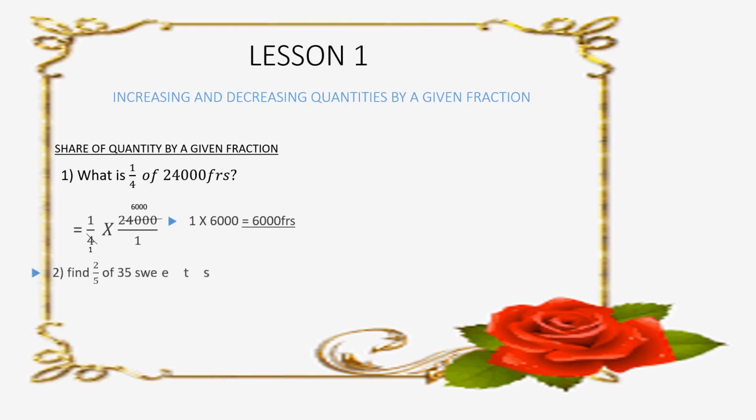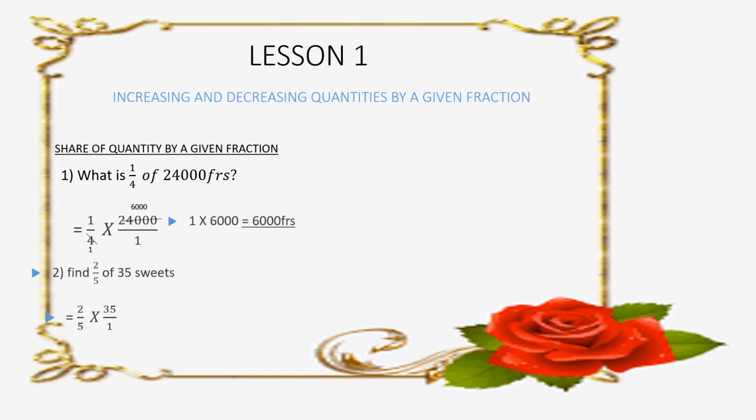So we have the second example. Find 2/5 of 35 sweets. Now we are given 35 sweets, and they said, okay, give 2/5 to somebody. How many sweets are you giving to that person? As we saw in example 1, we simply change of to multiplication, and we put the quantity divided by 1. Simple. So we are going to have 2 divided by 5 times 35 all over 1.